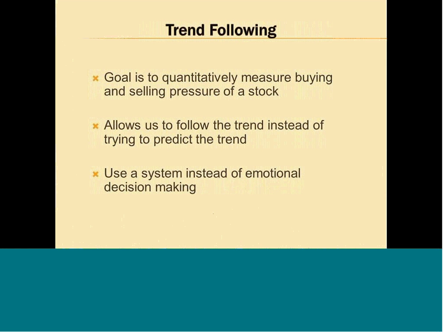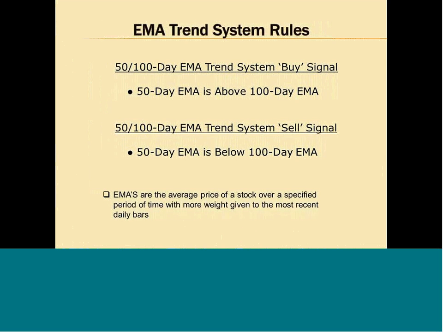And the on-balance volume line is calculated like this: when a stock is closing up, volume is added to the line. When a stock closes down, volume is subtracted from the line. So the cumulative total of these additions and subtractions form the OBV line. And here's an example of the OBV line for Cigna.